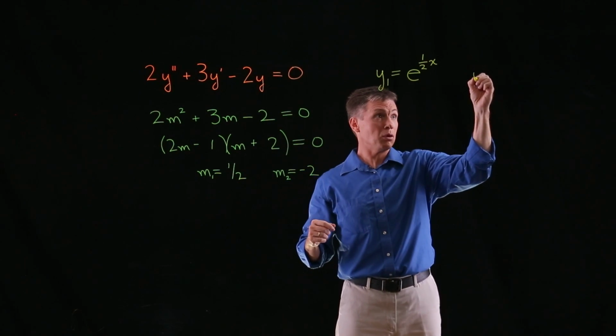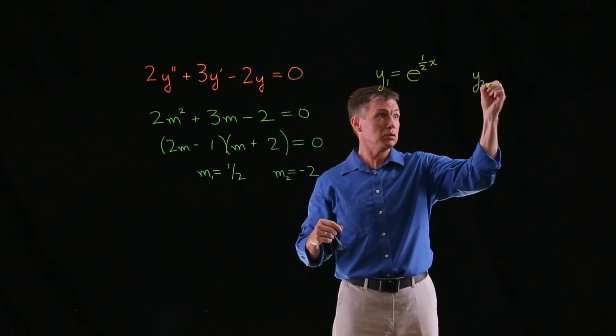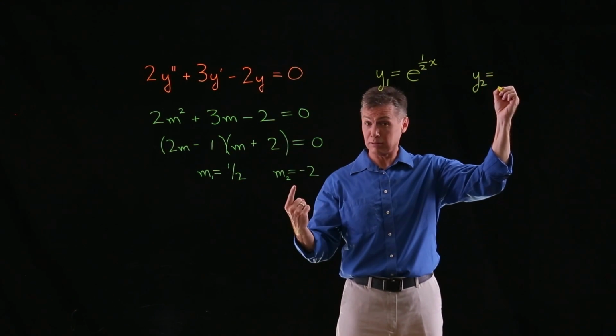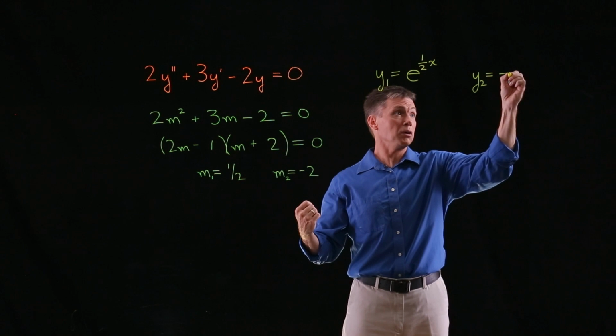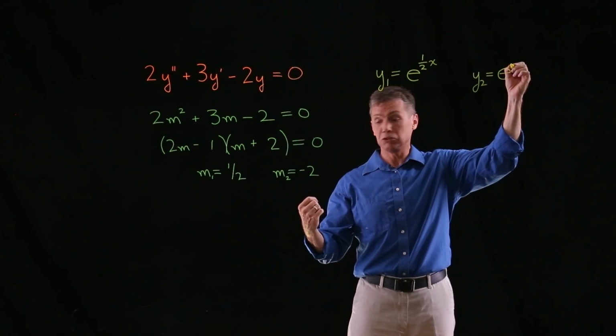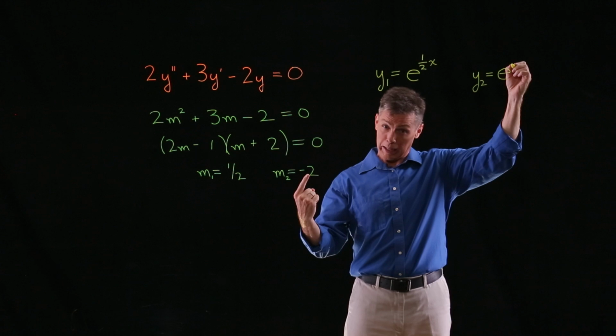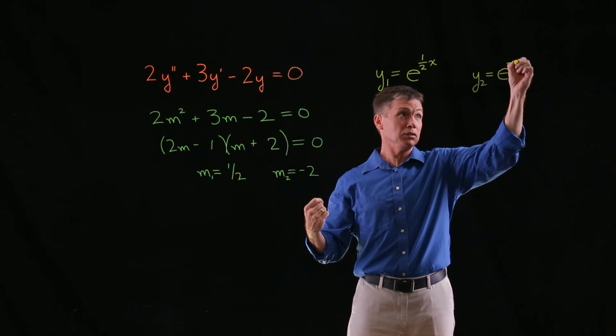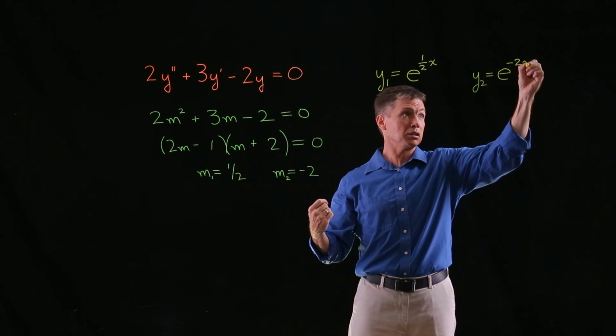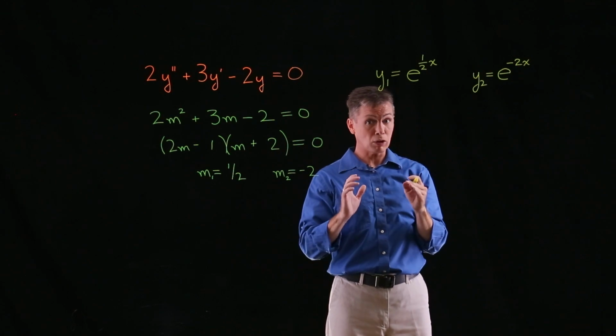And you also have a y sub 2 from your second value of m. And it's also going to be e raised to a power where that negative 2, in this case, becomes a coefficient of x. That looks great.